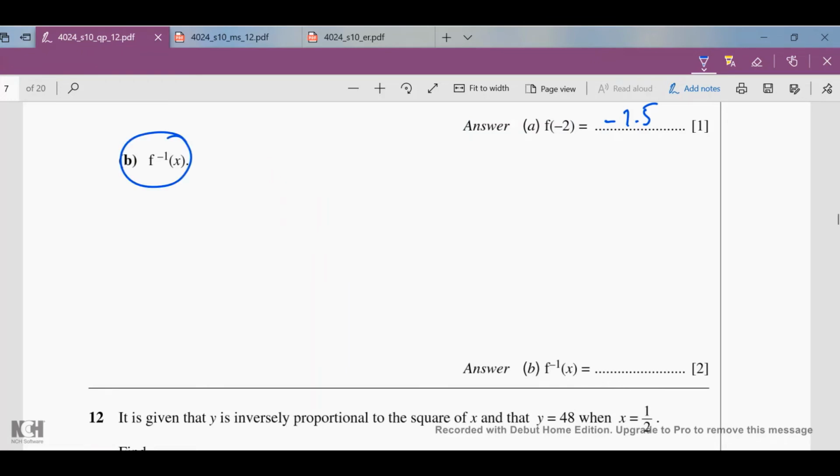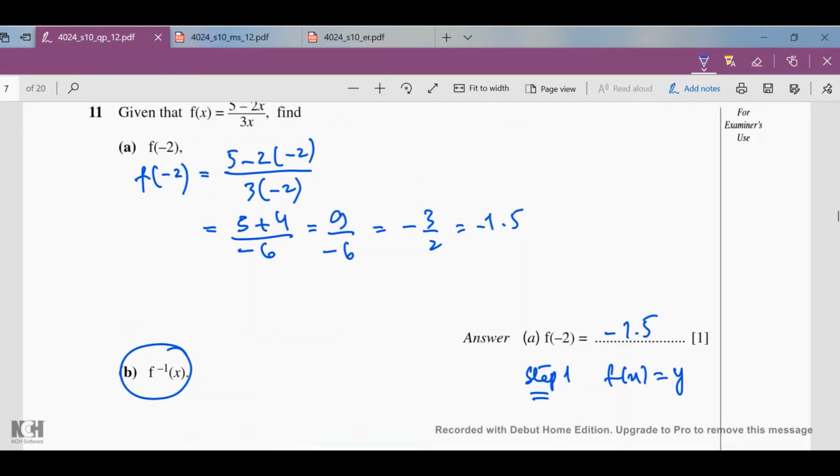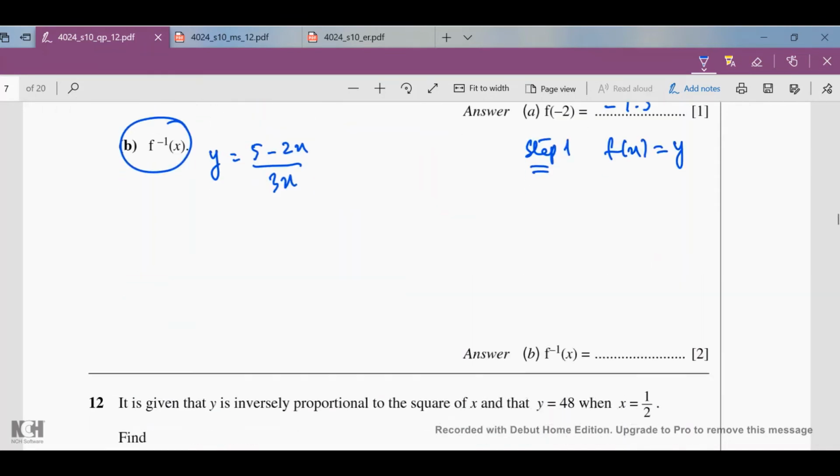Inverse. Please, in inverse, we have 3 steps to find the inverse. Step number 1, write f(x) is equals to y. So, okay, I'm writing here. Question is here. y is equals to 5 minus 2x upon 3x. This was step number 1. Step number 2, make x the subject.